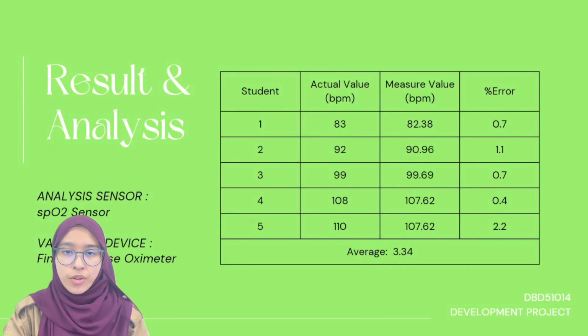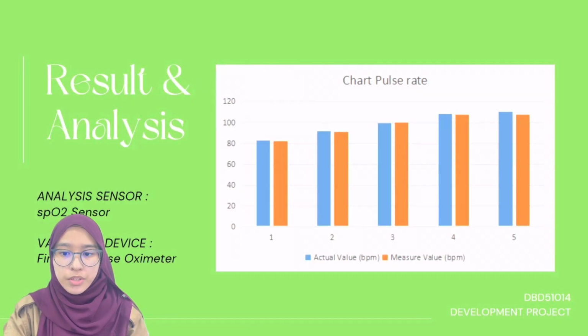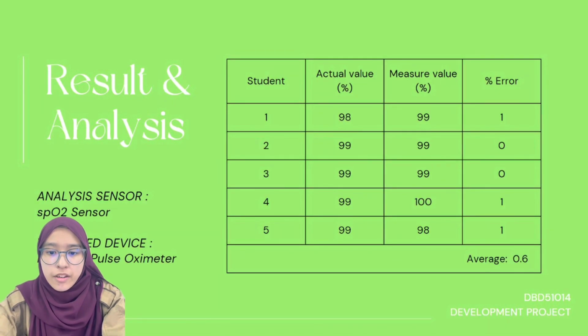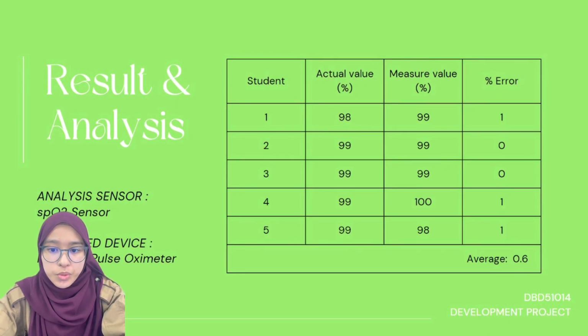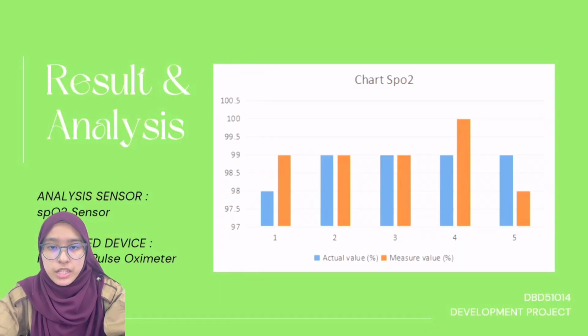This is the table of data for the 5 students for pulse rate in BPM. The average we got is 3.34. This is the bar chart for the pulse rate. This is the table of data for the 5 students for SpO2 in oxygen percentage. The average percentage error is 0.6. This is the bar chart for the SpO2.